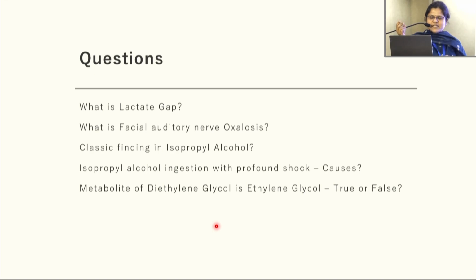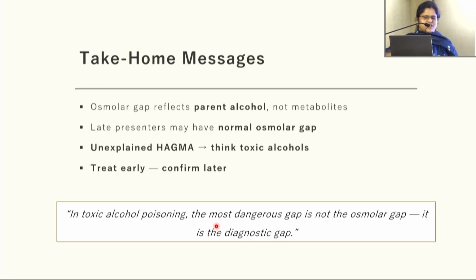The metabolite of diethylene glycol is ethylene glycol. True or false? It is false. It is 2-hydroxy ethoxy acetic acid that is the metabolite of diethylene glycol. So the take-home message: osmolar gap reflects the parent alcohol, not the metabolites. Late presenters may have a normal osmolar gap. Unexplained HAGMA, always think of toxic alcohols. Treat early, you can confirm it later. Thank you.